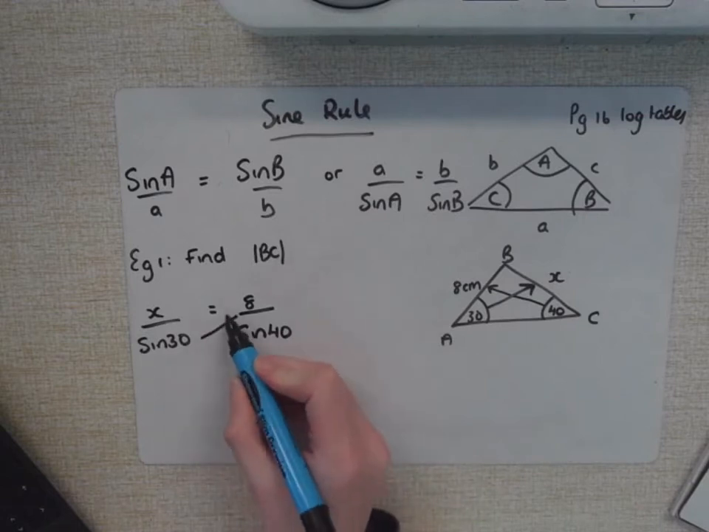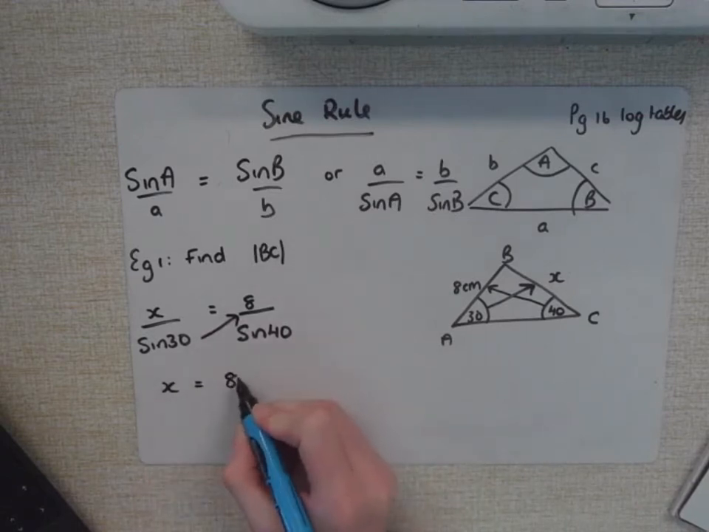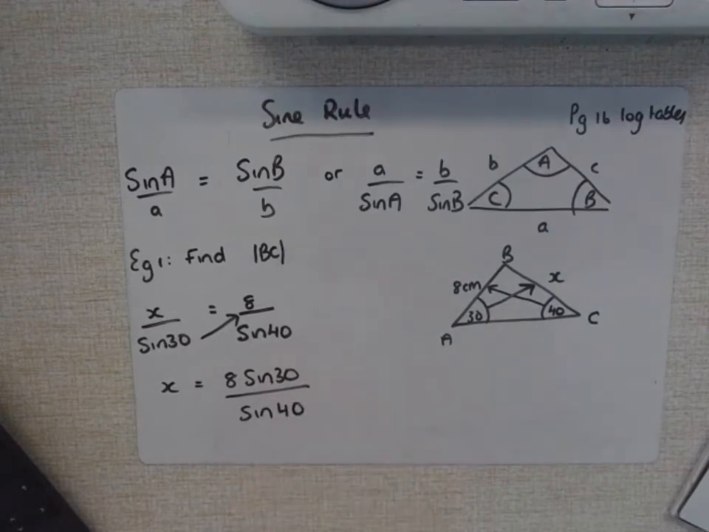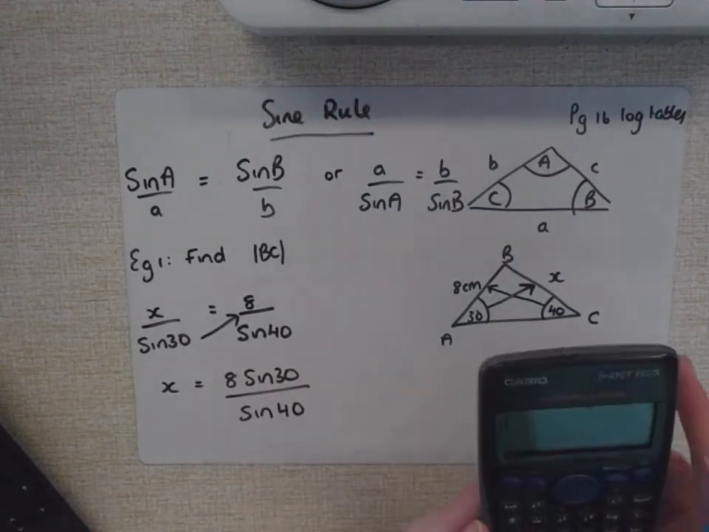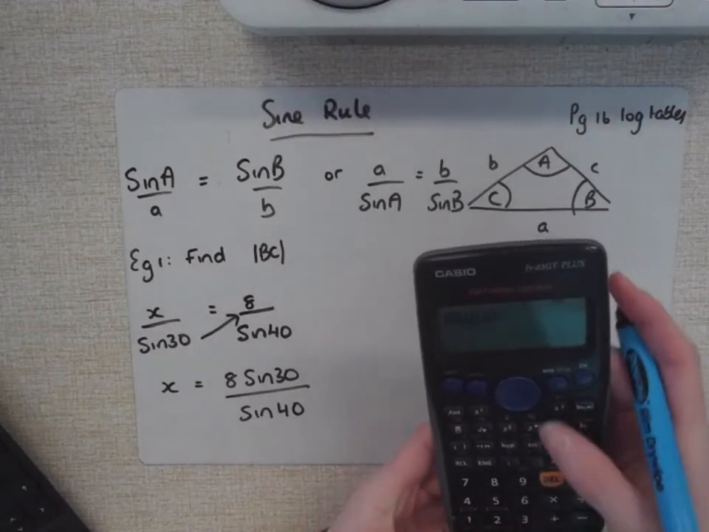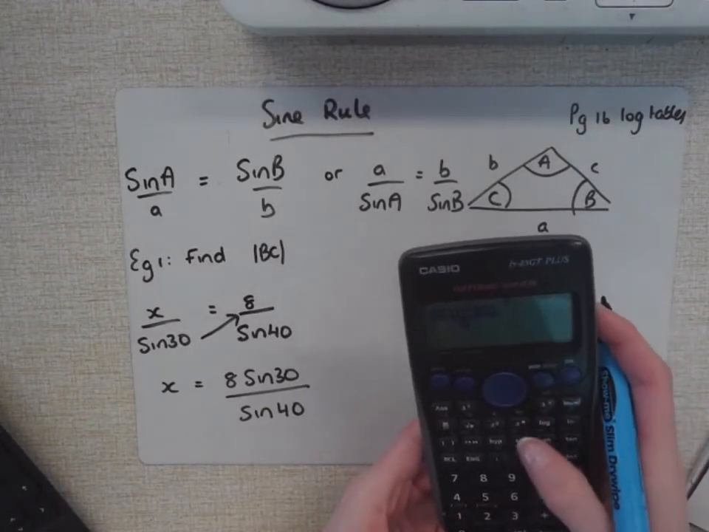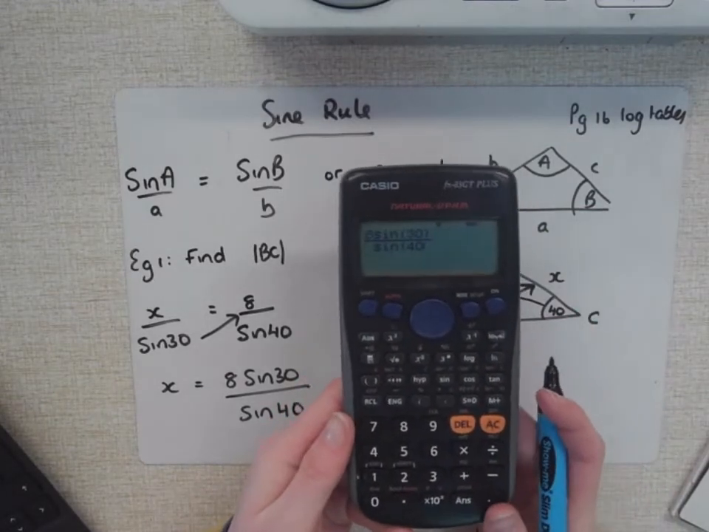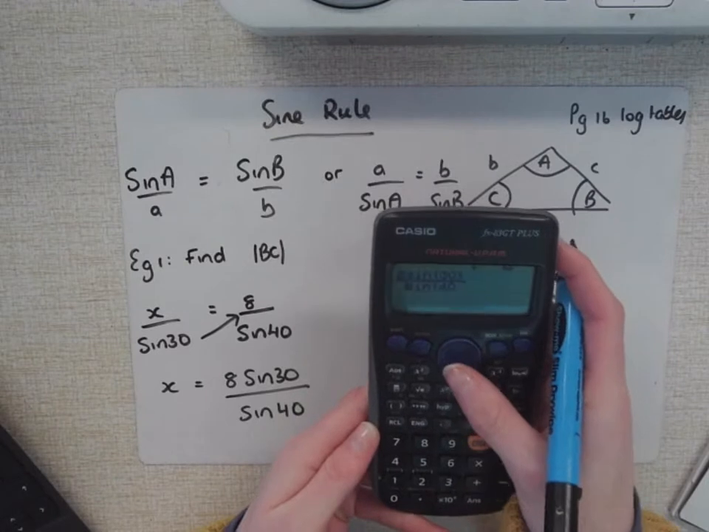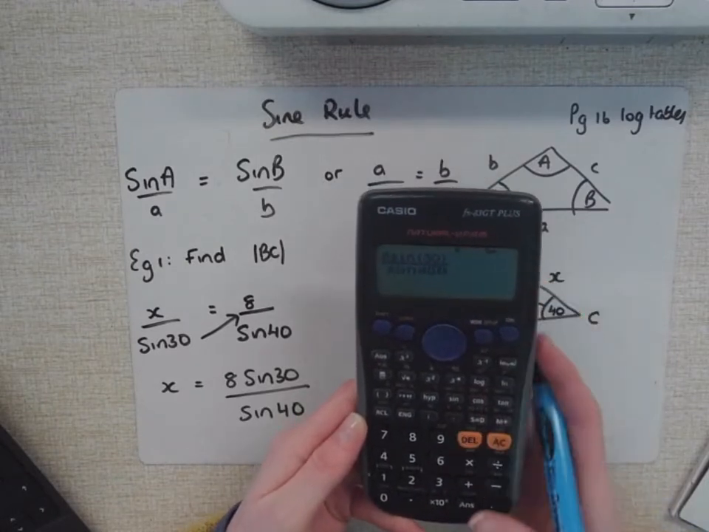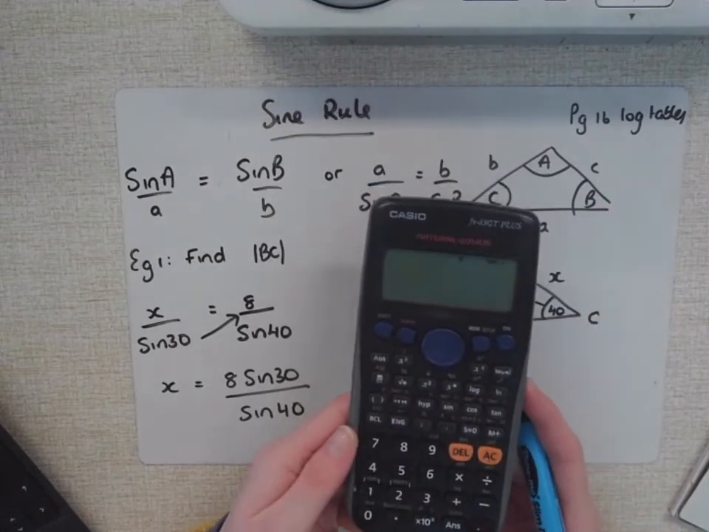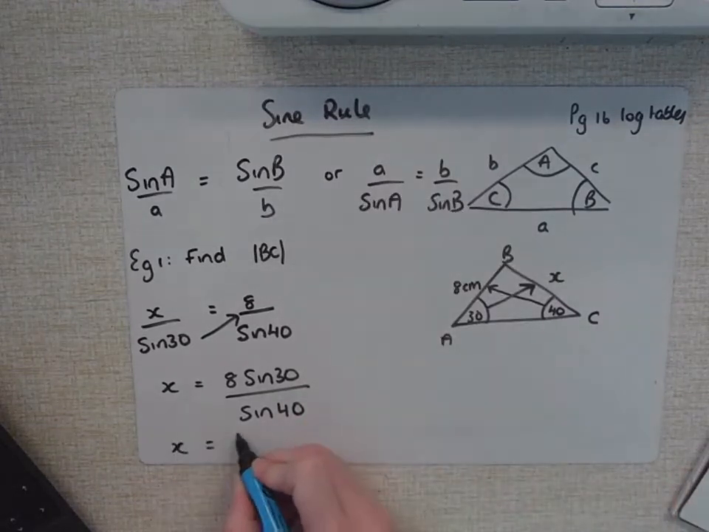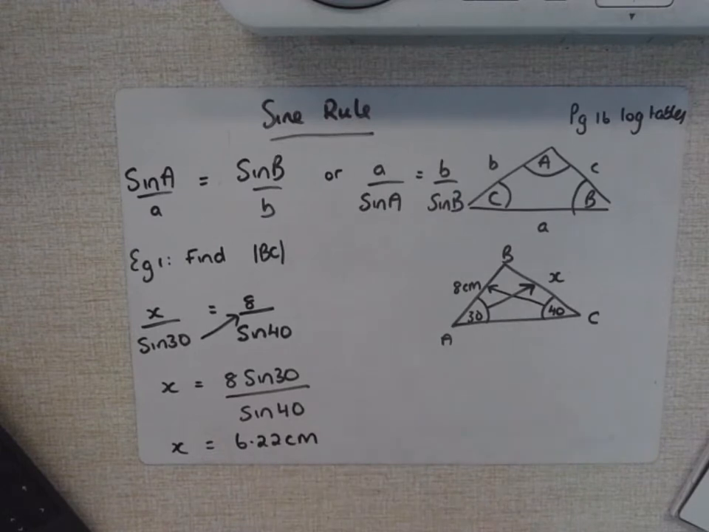From here, that sine 30 is just going to come up: 8 sine 30 over sine 40, and you're going to put that into your calculator. Your calculator will give you an error if you don't close the bracket on the bottom of the fraction. So just go back, close that bracket, 8 sine 30 over sine 40, and you get 6.22. So x is 6.22 centimeters.